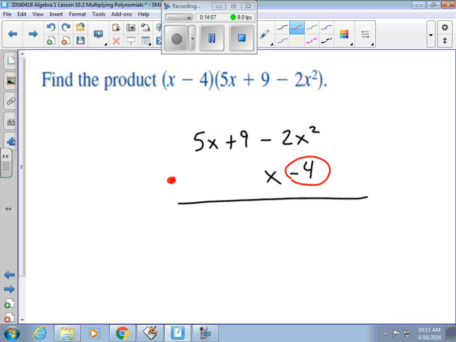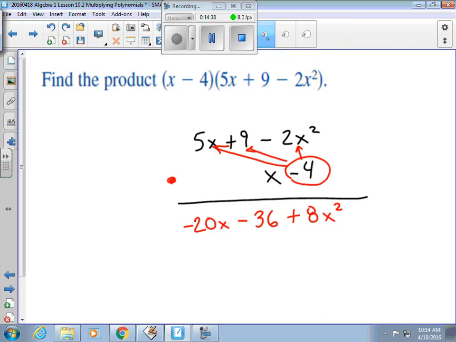Negative 4 times negative 2x squared, a negative times a negative, is going to give us a positive 8x squared. It's also going to multiply by 9. Negative 4 times 9 is negative 36, and it's going to multiply by 5x. Negative 4 times 5x is negative 20x. That's multiplying negative 4 by all 3 of the terms.